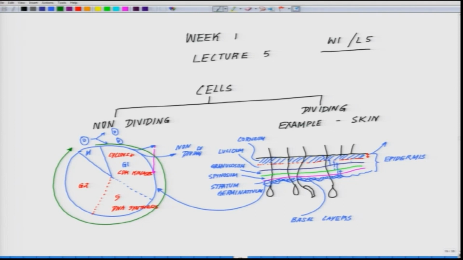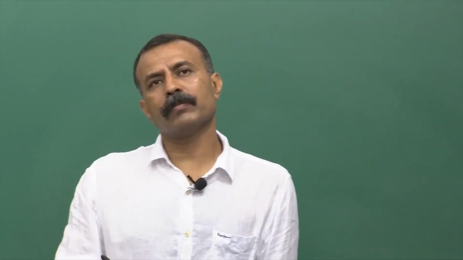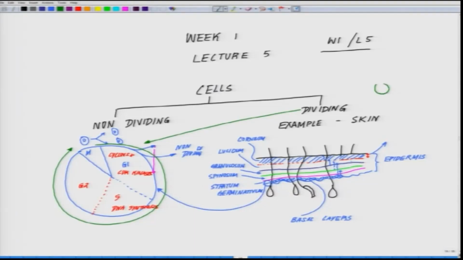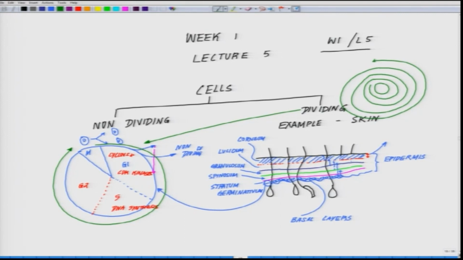Now, that brings us to a very interesting question: how many times will a dividing cell go through this cycle? Is this number finite or is this number infinite? Say, for example, a particular cell like this, how many cycles? 1, 2, 3, 4, and so on and so forth. How many cycles can it do?